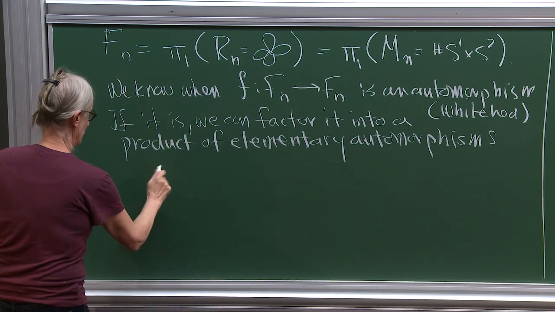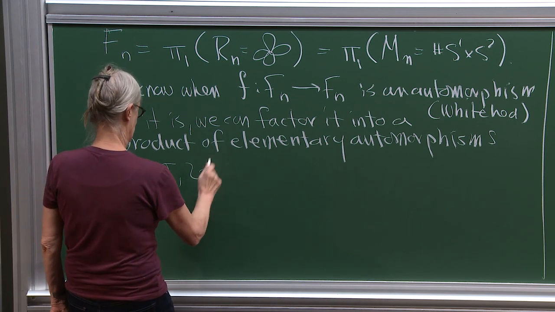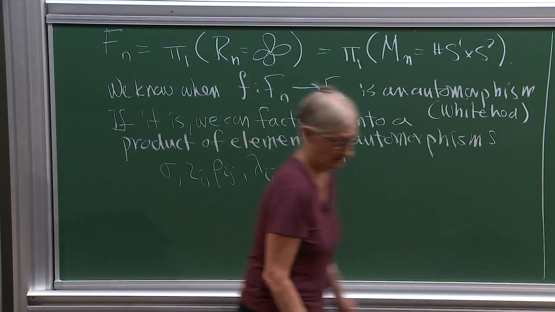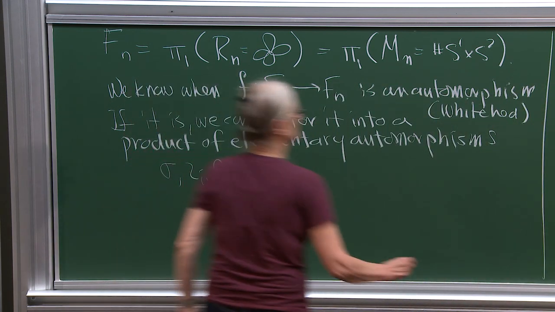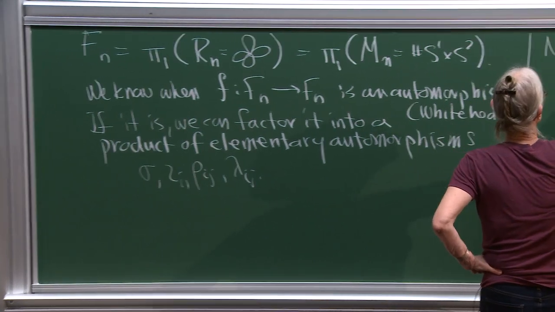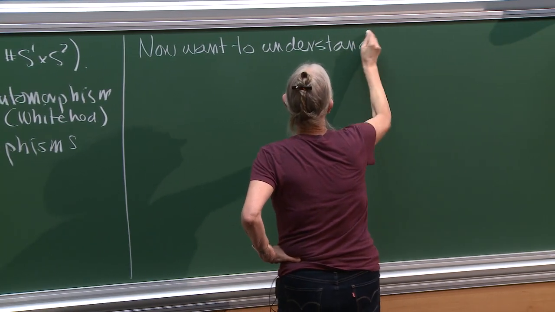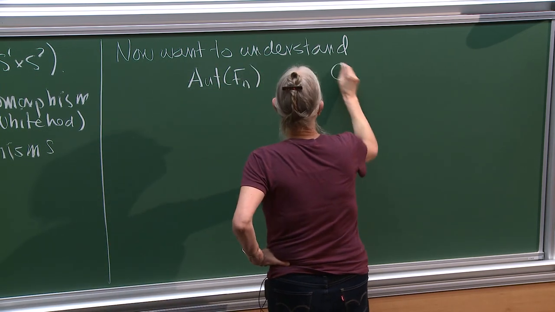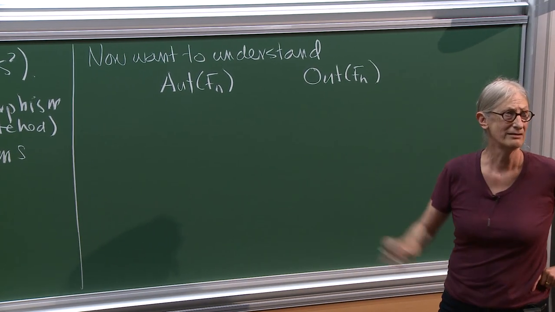So they were the permutations, inversions of a generator, rho ij's and lambda ij's. Okay, so that's what we did last time. So what we're going to do today is start thinking about the entire group of automorphisms, Out of Fn. Today actually I'll be thinking mostly about outer automorphisms.